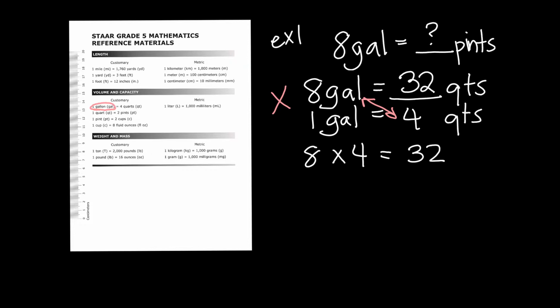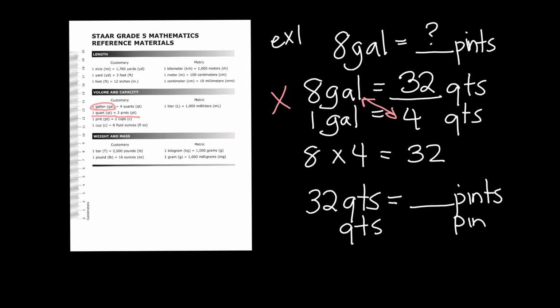But I have not solved for my pints yet. I know how many quarts it is. So I know that 32 quarts was equal to that 8 gallons. So I want to know how many pints that is equal to. So now I'm looking for quarts to pints. Well, if we look at our reference chart, I do have a conversion that tells me quarts to pints. So I know that if I line up my units, quarts and quarts, pints and pints, I know that 1 quart is equal to 2 pints.